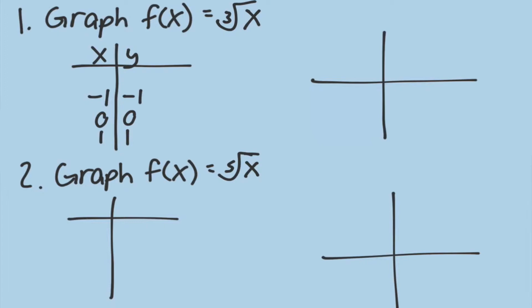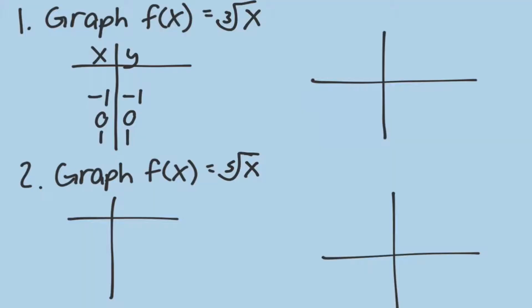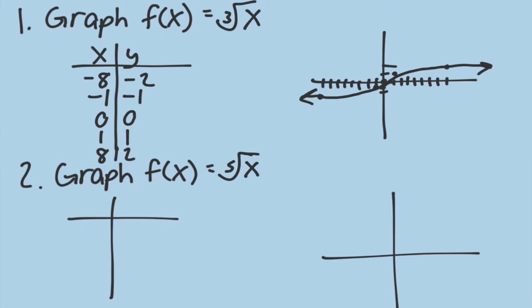If you need to plot 1 or 2 more, again, work backwards. If you start with 2 now, 2 times 2 is 4, times 2 is 8. So cube root of 8 is 2. And if we wanted to go backwards also, -8 is going to be -2, because -2 times -2 is +4, times -2 is -8. So notice this graph kind of looks like an S.